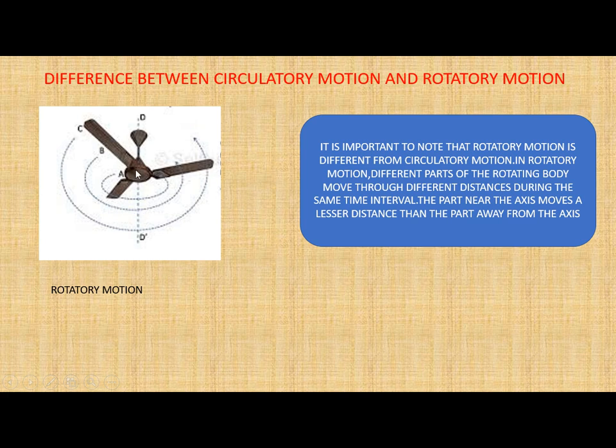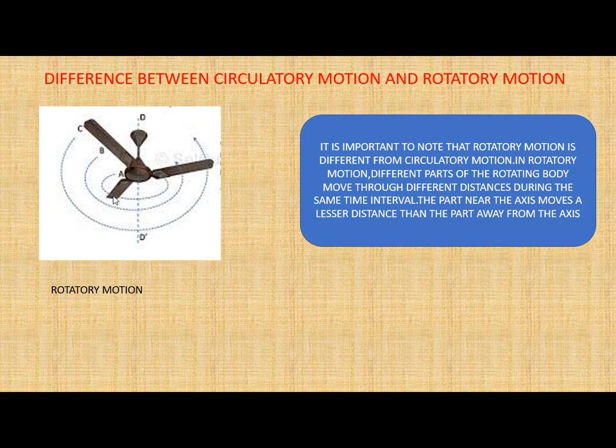So this is our axis, this point is our axis. The point which is near the axis moves a lesser distance as compared to the points which are away from the axis. As you can see, B and C are moving more, the distance is more as compared to that of A. So this is one very important difference between circulatory motion and rotatory motion. In rotatory motion, the different parts of the rotating body will move through different distances during the same time interval. But in circulatory motion, that distance will remain constant.